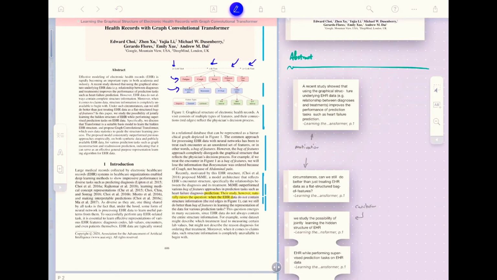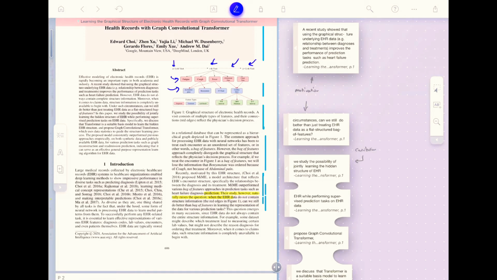So the motivation for this work is clear. Different studies have shown the effectiveness of EHR data in enabling different AI-based solutions to various problems. A recent study showed that using the graphical structure underlying EHR data relationships, for example, the relationship between the diagnosis and treatments, improves the performance of prediction tasks. Based on these, they attempt to tackle the problem of utilizing the structure and making the predictions.